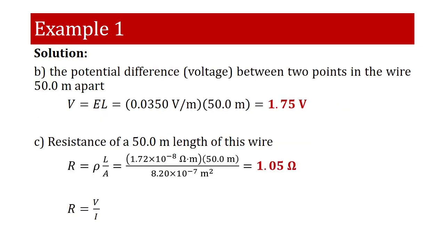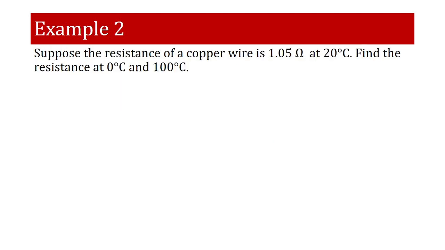You can also use Ohm's law to get the resistance. Although in our textbook, Ohm's law is expressed as V equals IR, when you rearrange the variables, it is Ohm's law. So you have the voltage 1.75 volts divided by current 1.67, you will get 1.05 ohms. So your calculations are shorter.